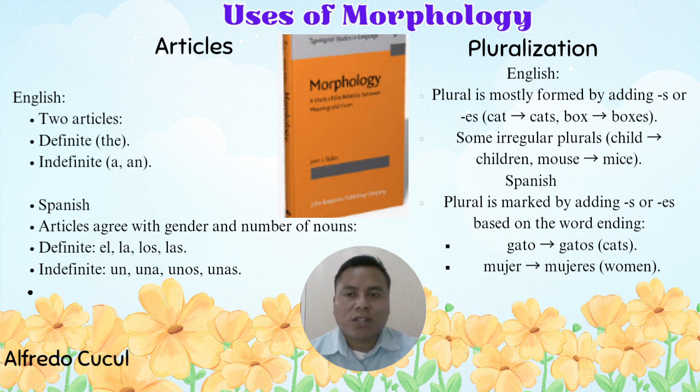And as well, when it comes to pluralization, in English, plurals are usually formed by adding s or es to nouns, with some irregular forms like child, children. In Spanish, plurals are also created by adding s or es depending on the word ending, such as gato, gatos, and mujer, mujeres. Recognizing these patterns helps learners understand and apply pluralization rules in both languages.